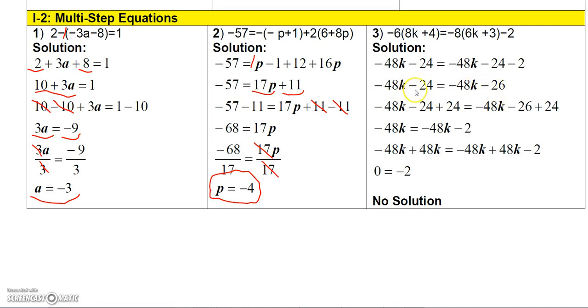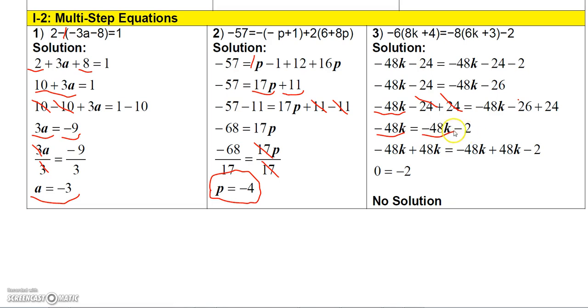Now what I'm going to do first is add 24 to both sides, that way I'll get all my numbers on the right. So if I add 24 to both sides, it'll cancel this negative 24, because if you take negative 24 and add 24, it cancels. And then on the right side of the equal sign, negative 26 plus 24 is going to give me negative 2. But I still have the negative 48k on this side, so I'll bring it down. And I also have a negative 48k on this side, so I'll bring it down.